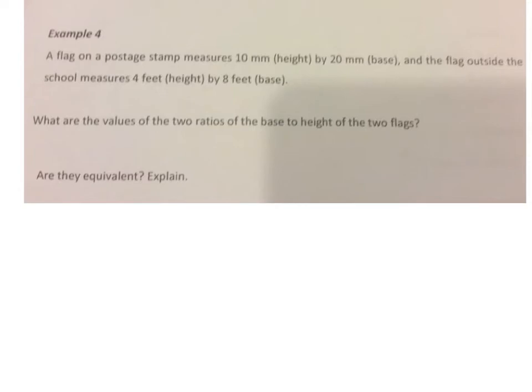Example 4 says a flag on a postage stamp measures 10 millimeters height by 20 millimeters base, and the flag outside school measures 4 feet height by 8 feet base. What are the values of the two ratios of the base to the height, and are they equivalent? So if we look at the first one, the postage stamp, they're saying the base first, so we have to start with the 20 compared to the height. That's your fraction line. Height is second. So it's 20 to 10.